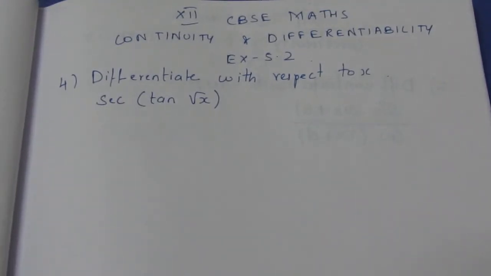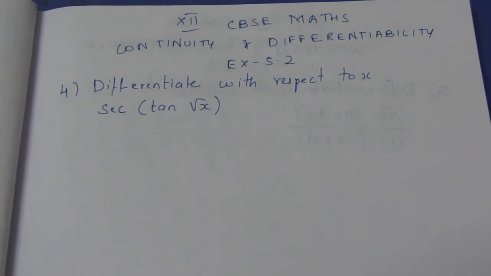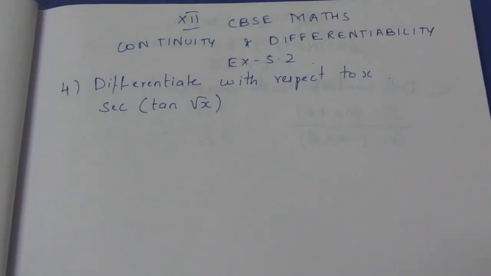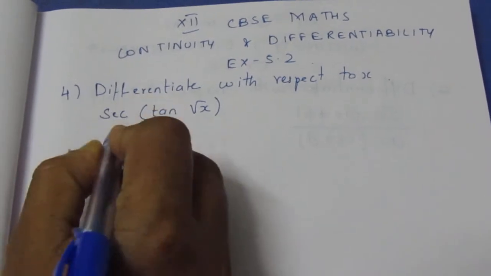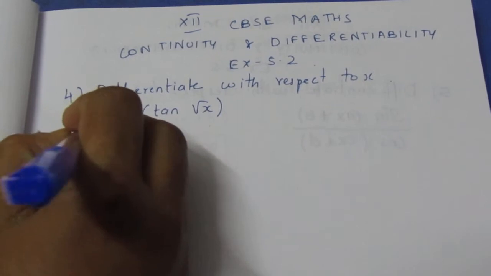Today we are going to see 12 CBSE Maths Continuity and Differentiability. Exercise 5.2 question number 4. Let's see the question. Differentiate with respect to x. So we are going to differentiate with respect to x. Here the given value is secant tan root x. We are going to differentiate with respect to x.